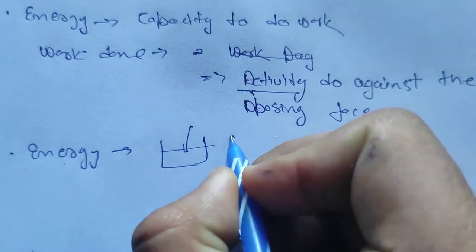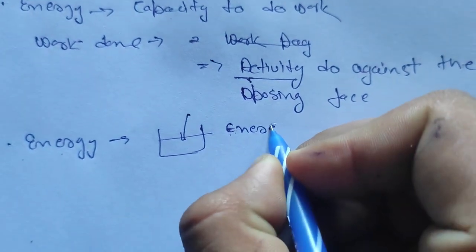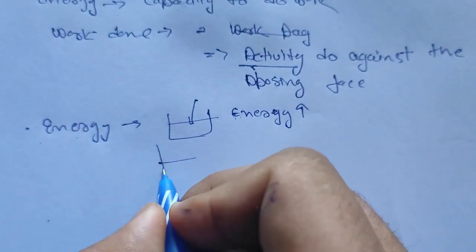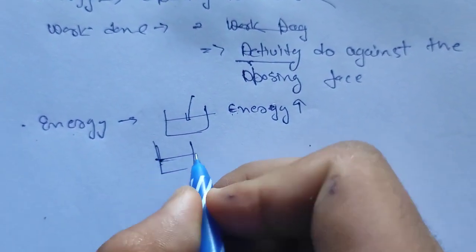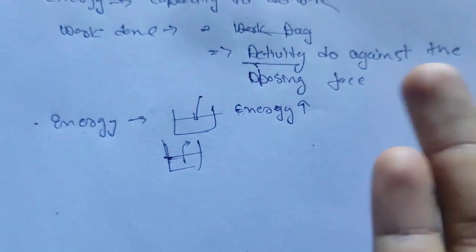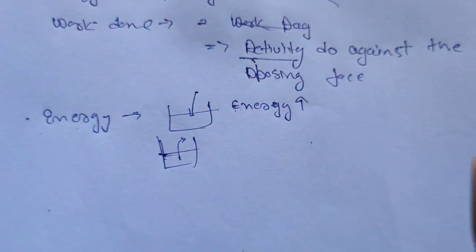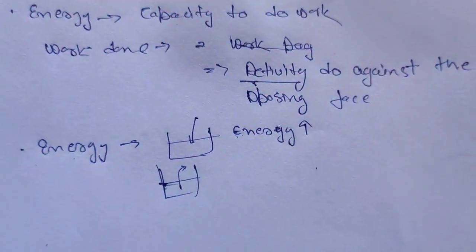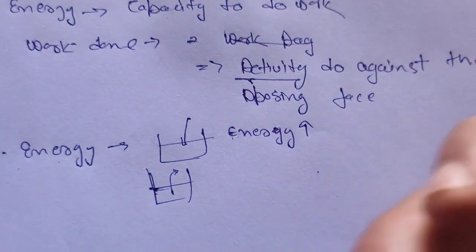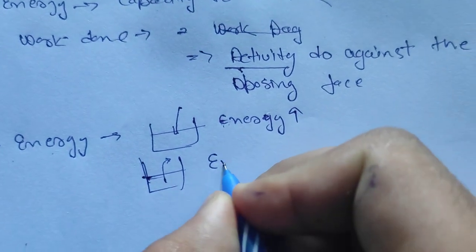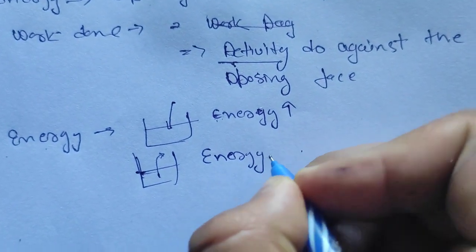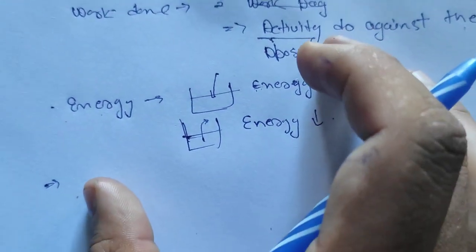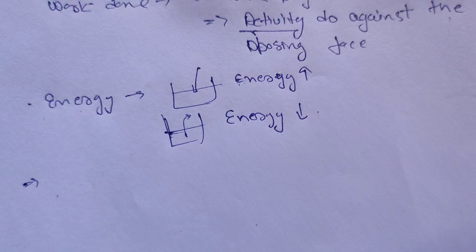So we can say that the energy increases. And similarly, when the work is done by the system, the concept is the capacity to do work, so this time the work is done by the system, so we say that the energy decreases.